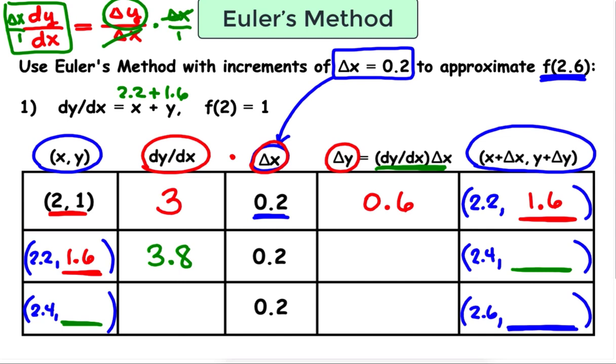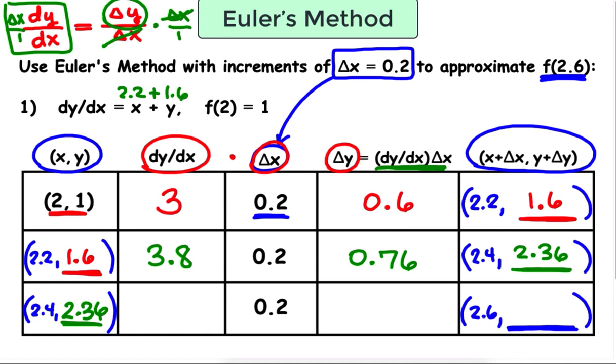0.8 times 0.2 will be 0.76. You're allowed a calculator on this, by the way. All right, the new y-coordinate would be the 1.6 we started with, plus an additional 0.76. That'll be 2.36. And that goes down here as well, 2.36.